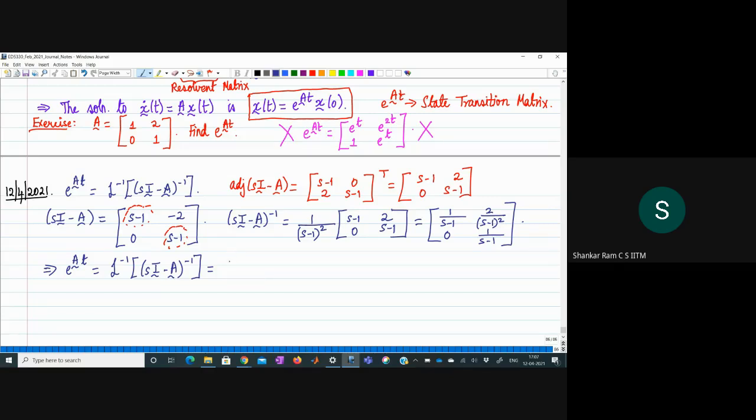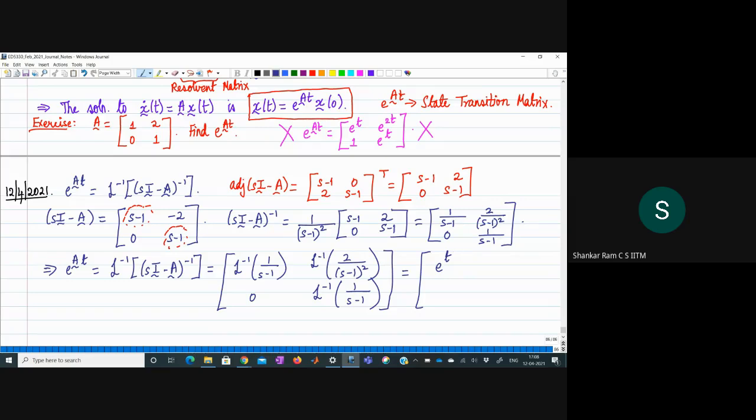Let me go one step at a time. We need to take the Laplace inverse of 1 by s minus 1, the Laplace inverse of 2 by s minus 1 whole square, the Laplace inverse of 0 which is 0, and the Laplace inverse of 1 by s minus 1. So this is what we need to have. The Laplace inverse of 1 by s minus 1 will be e power t. The Laplace inverse of 2 divided by s minus 1 whole squared will be 2t e power t, right? How did we get this? We'll shortly discuss it.